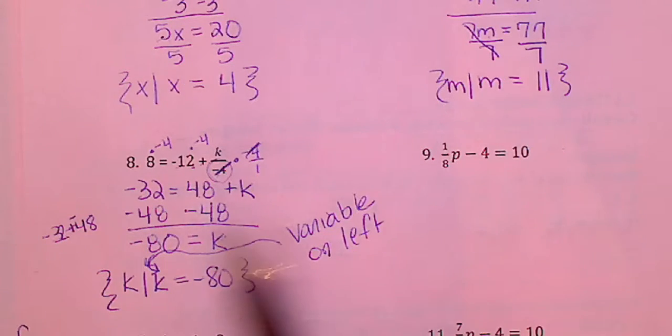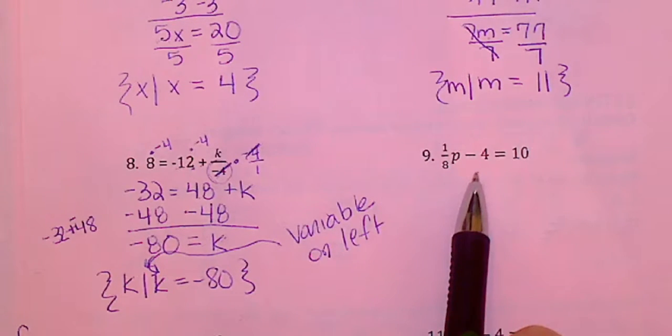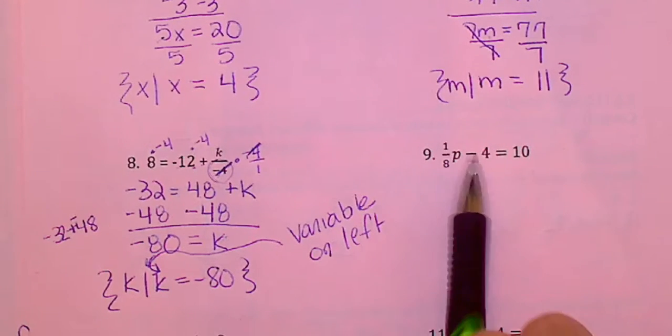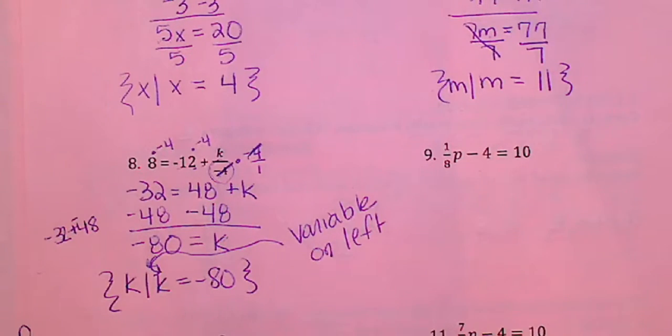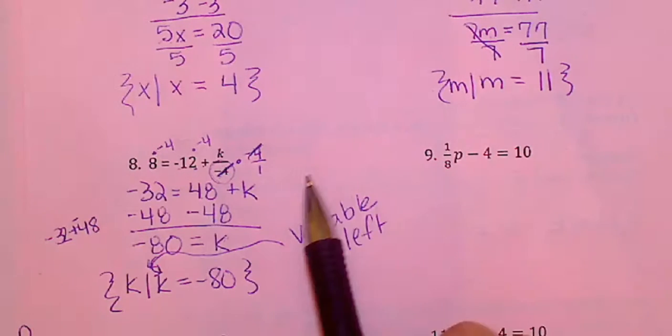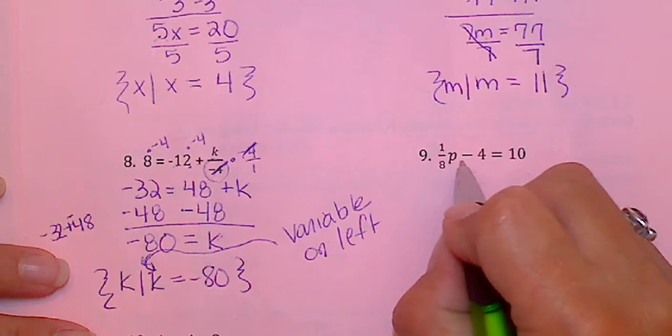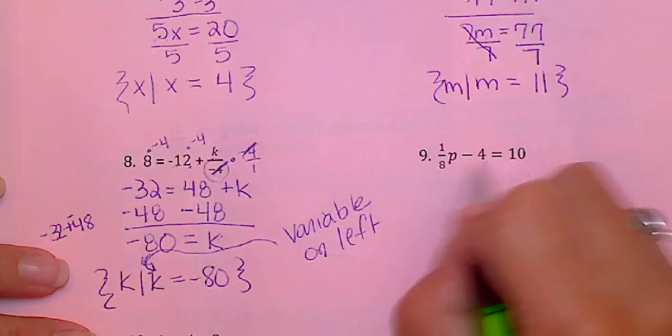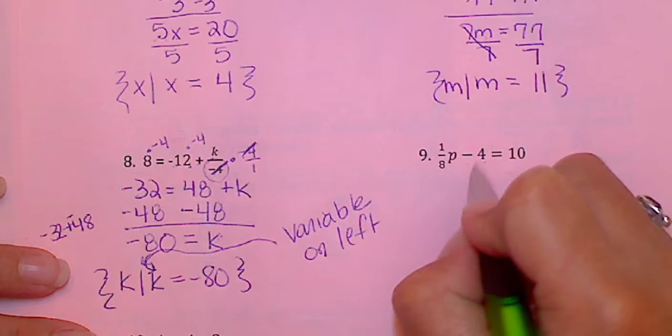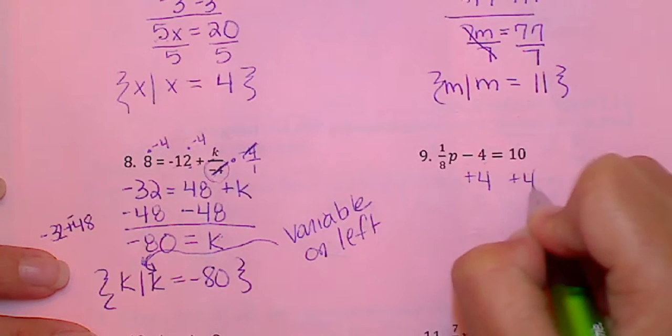Now, the other way you could handle a problem like this would be to move the 4 over first and then deal with the 1/8. So they're both okay. If you like to get rid of all of them at once, you can do that. Or if you rather move some things first, we can undo addition and subtraction first. And the opposite of subtracting 4 would be to add 4.